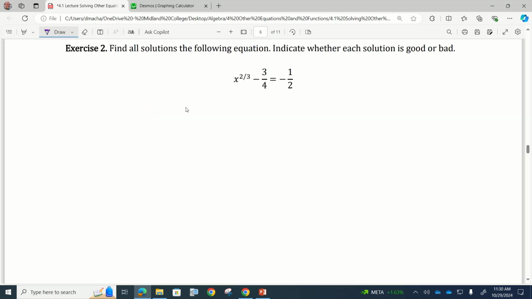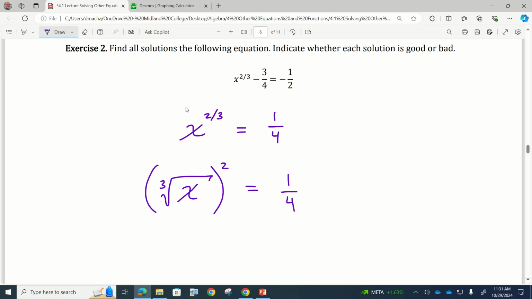Same idea. I want to begin by isolating x to the weird power. And in this case, I would add 3/4 to both sides. And negative half plus 3/4 is positive 1/4. And then I think, well, x raised to the 2/3 power, that is the cube root of x raised to the power 2.